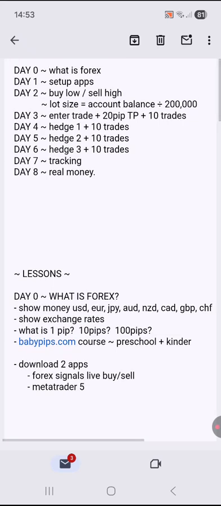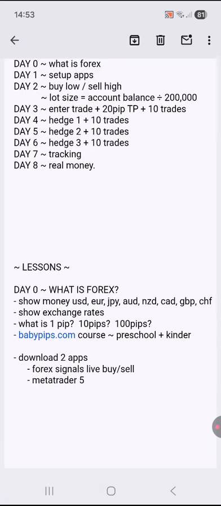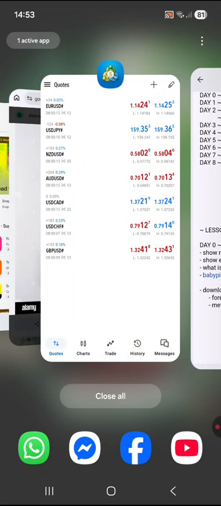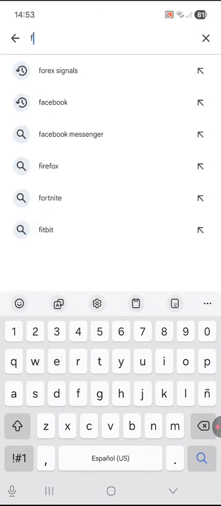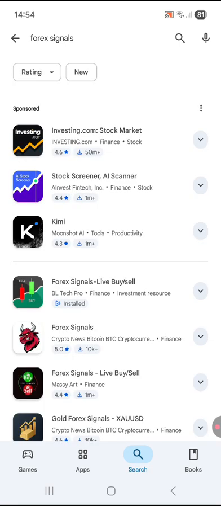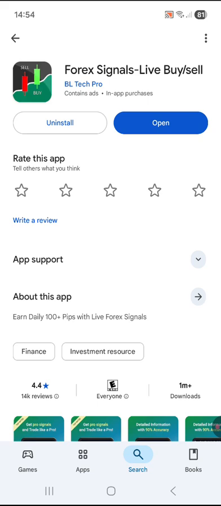Well, how do we execute trades? Let's download these 2 apps. I'll show you what the apps look like. One is Forex Signals, Live Buy Sell, and one of them is MetaTrader 5. I kind of showed you that app a little bit. But let's go to your Play Store and you go to Forex Signals, Live Buy Sell. You can do Forex Signals, but this one right here is the one that you want. Forex Signals, Live Buy Sell. You want to download that and use the free version only. There is a paid version, I believe, but you can use the free version.